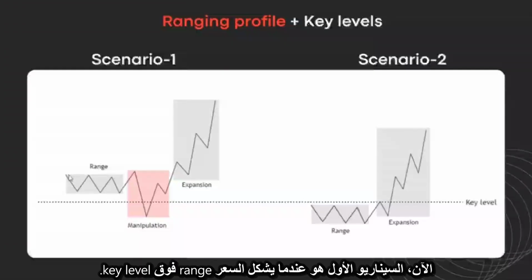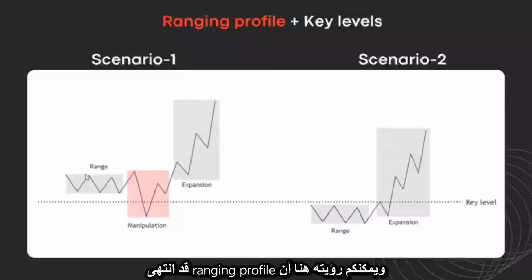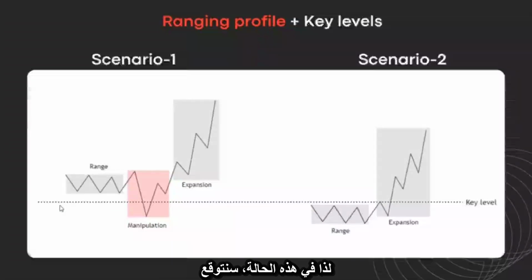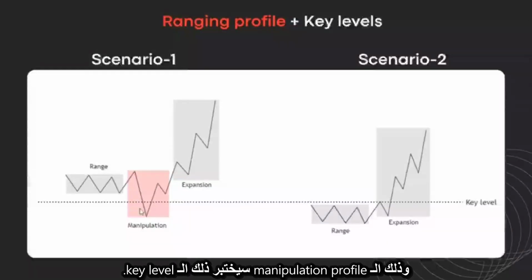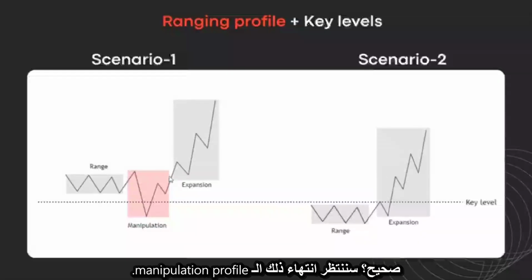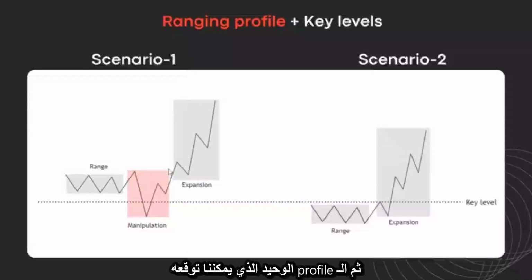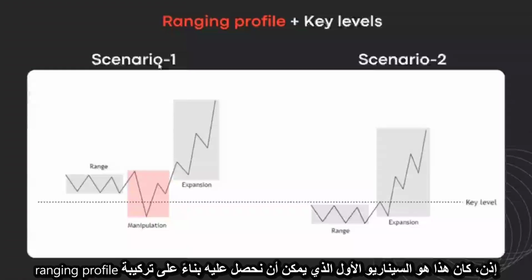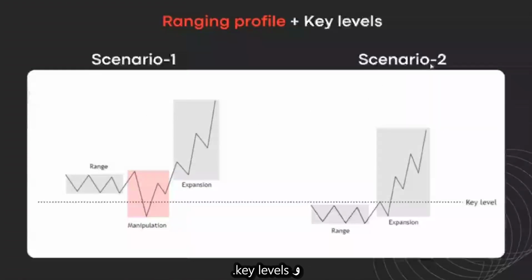The first scenario is when price forms a range above a key level, and you can see right here that the ranging profile has ended without the key level being tested. In that case, we're going to expect a manipulation profile to form, and that manipulation profile will test that key level. Once the key level is tested during the manipulation profile and it ends, the only profile we can expect after a manipulation profile is an expansion profile in the opposite direction, right? So that was the first scenario based on the combination of ranging profile and key levels.